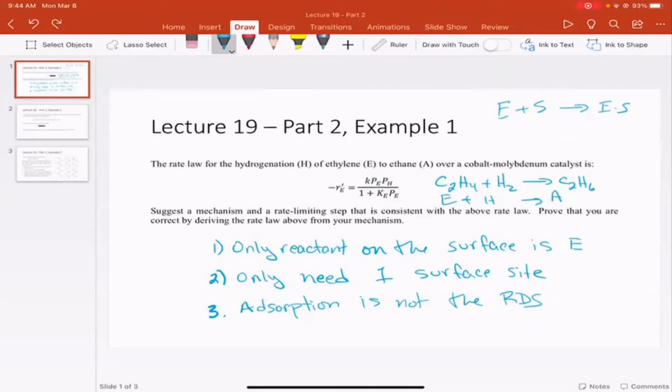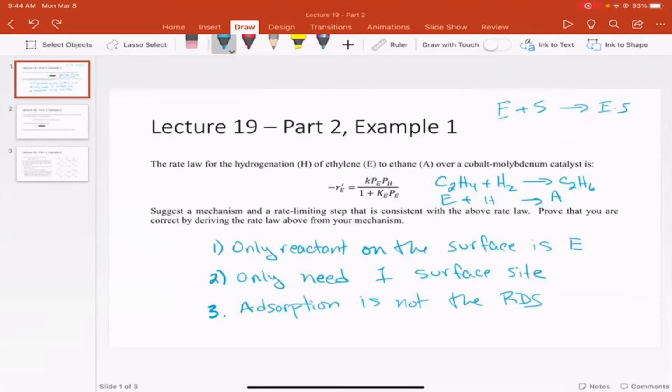And so just from looking at this rate law, I know that those 3 things have to be true: the only reactant on the surface is ethylene, you only have one surface site, and adsorption cannot be the rate determining step because we have hydrogen here, okay?